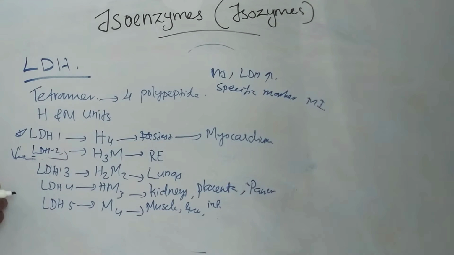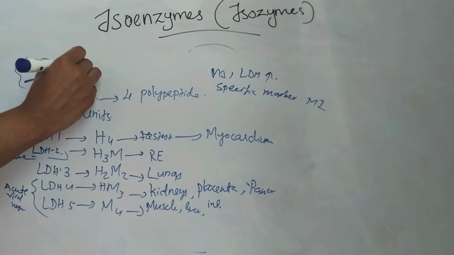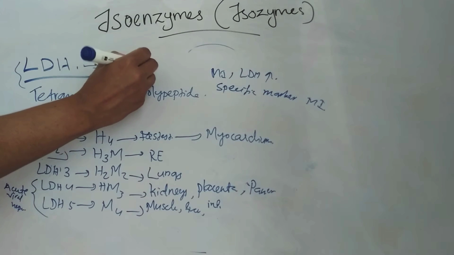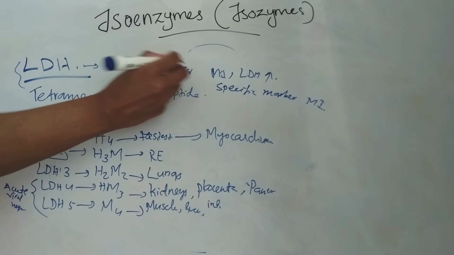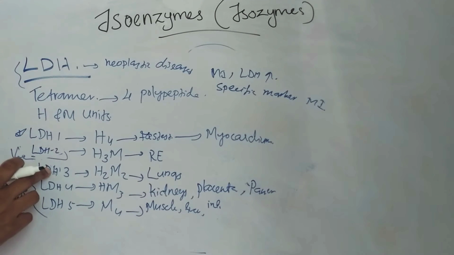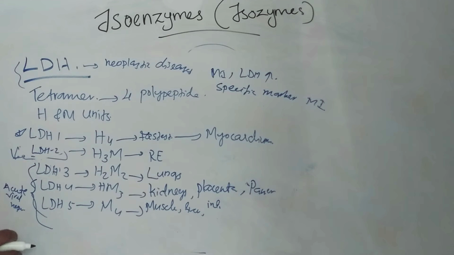In acute viral hepatitis, LDH4 and 5 increase. Total serum LDH is increased in neoplastic diseases. In malignancies, there is usually an increase in LDH3, 4 and 5.